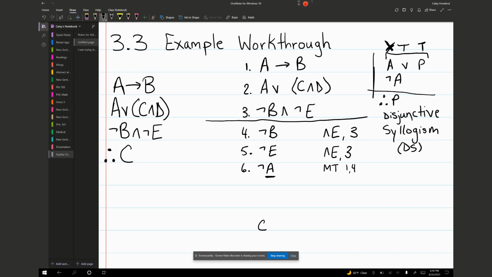When we apply this rule over to this complex disjunction right here, the thing that comes out as true is the whole of the second disjunct. And the whole second disjunct is C and D. So that's what we get as true from the rule of disjunctive syllogism. And remember, we've applied the rule of disjunctive syllogism to not A, right? So line 6 and the disjunction, line 2. So we're going to put lines 2 and line 6.